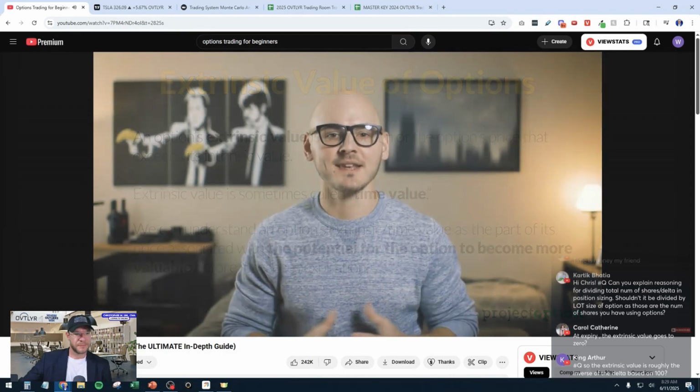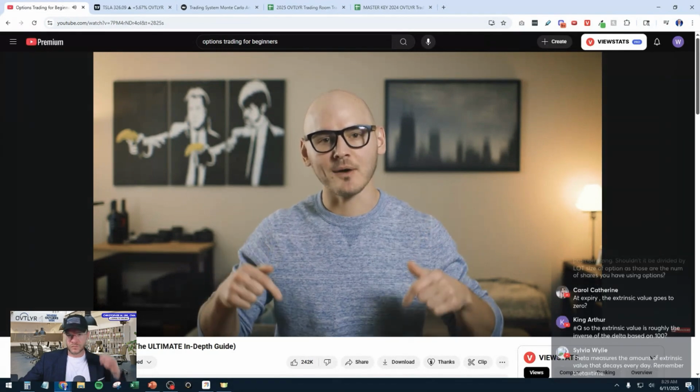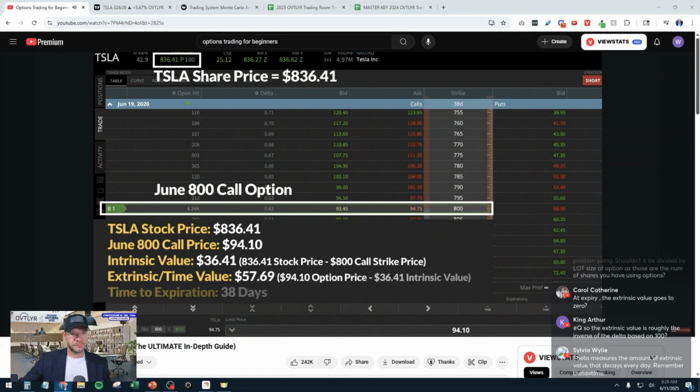So in the case of this Tesla call option, there are over 30 days left until that option expires. But right now, in this moment, it has $36.41 of intrinsic value. But since the option's price is currently $94.10, the additional 50.